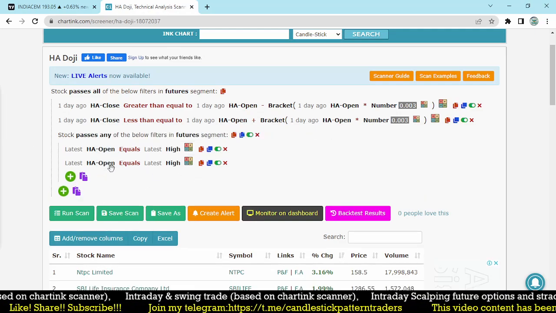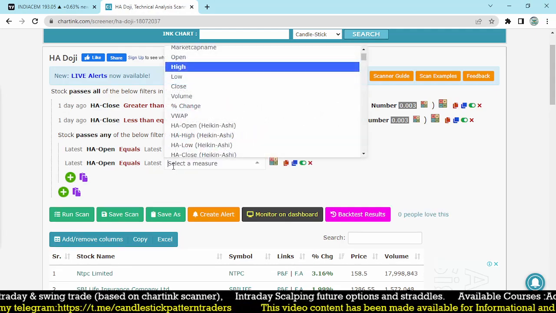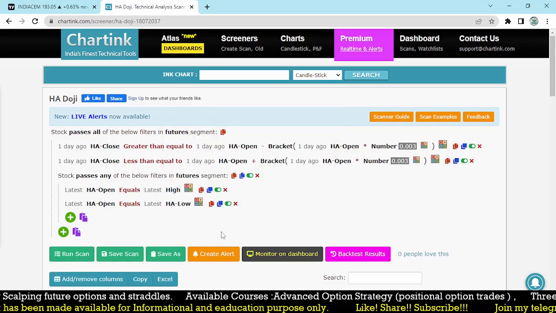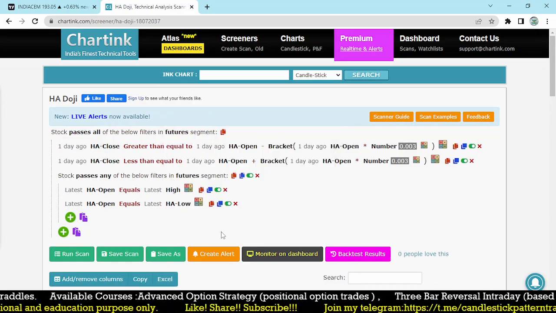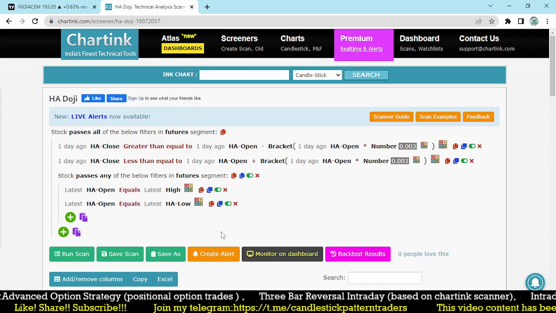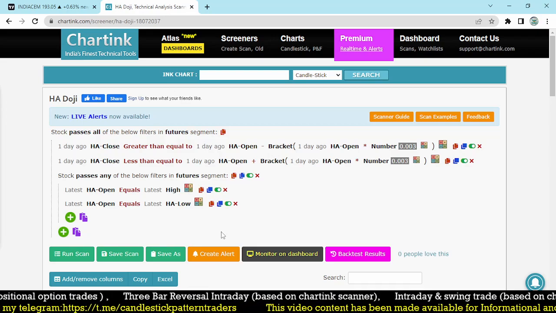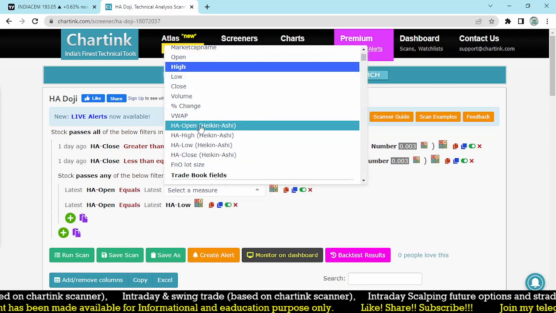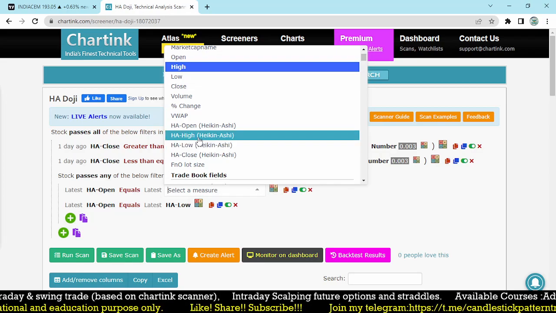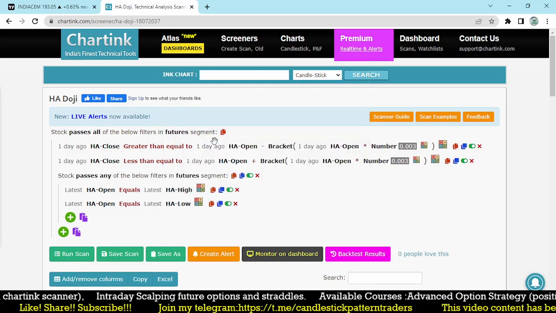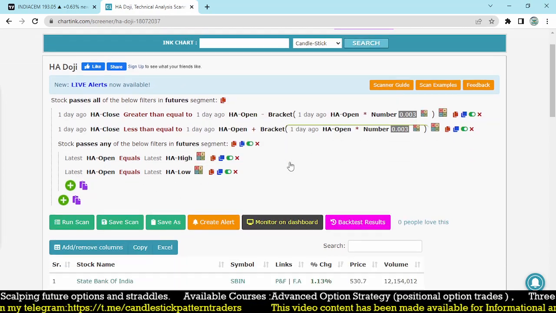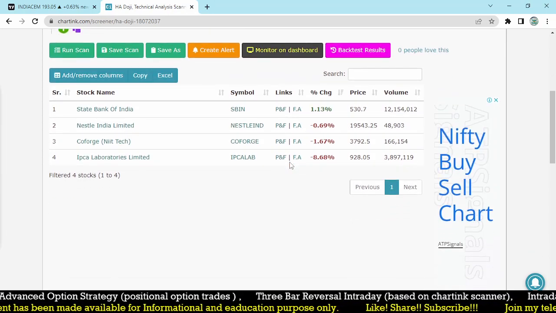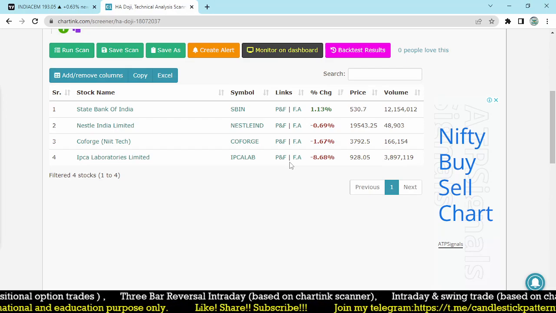So HA open equals to HA low. So this scanner will find the first day, that is the day before, a doji candle, and by next day the stock opens with open low or it may open with open high. Here we can use latest open equal to latest Heikin-Ashi high. So this scan will find previous day should be a doji candle and next day either it may be an open high candle or open low candle.